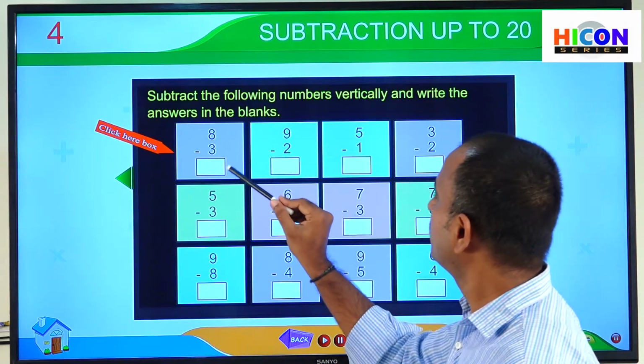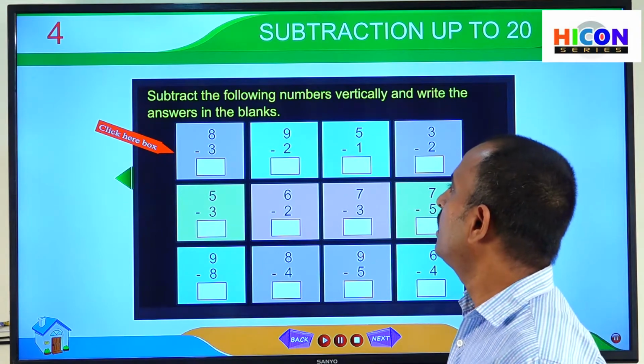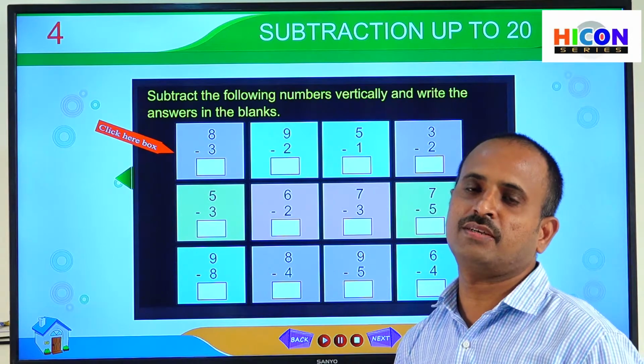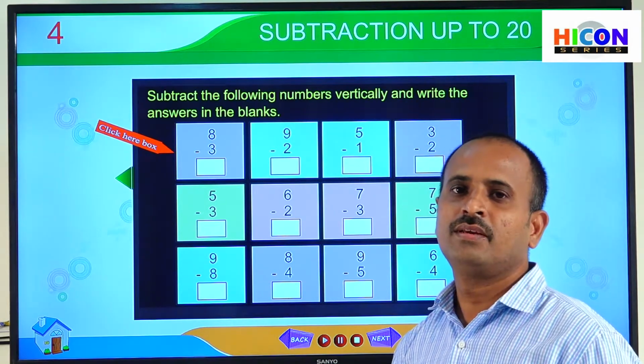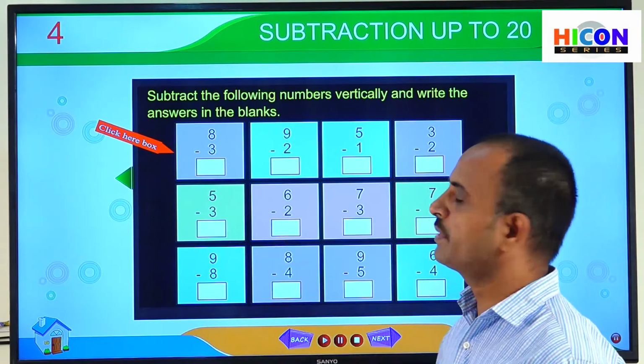So let us see how to subtract these numbers vertically. The method is the same as in the top horizontal subtraction. So we have to open the fingers equal to the first number, and we have to close the fingers equal to the second number in the subtraction.